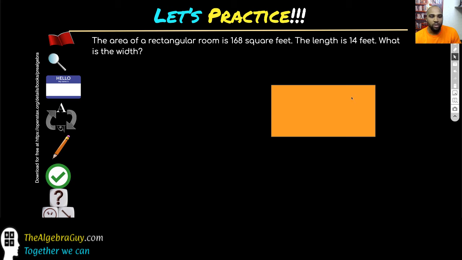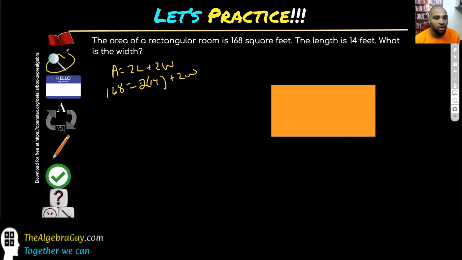That's similar to the one we just did. Let's do this one. The area of a rectangle's room is 168. So area of a rectangle is 2L plus 2W. And we already know that the area is 168. The length is 14, so the L right here is 14. So we're looking for the width. We defined our variables and we set it up. Now we just need to find what width is.